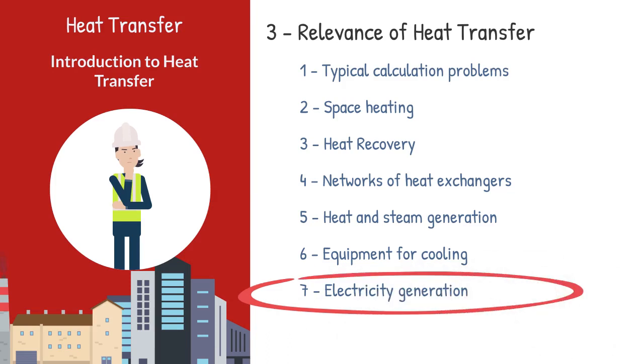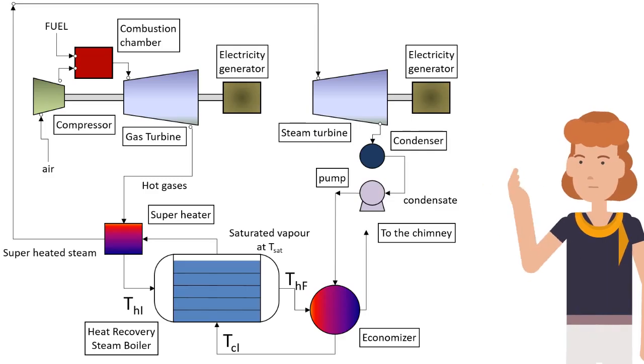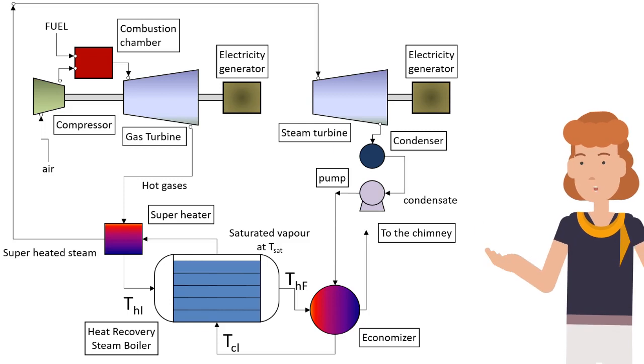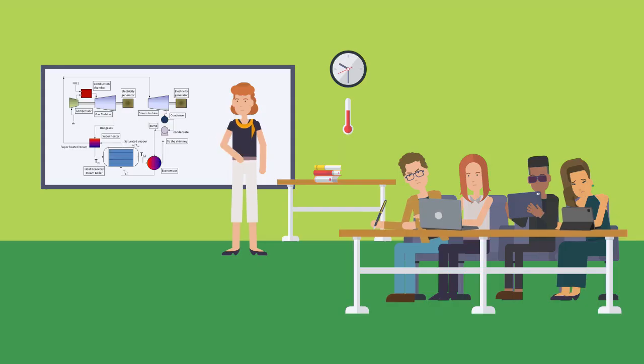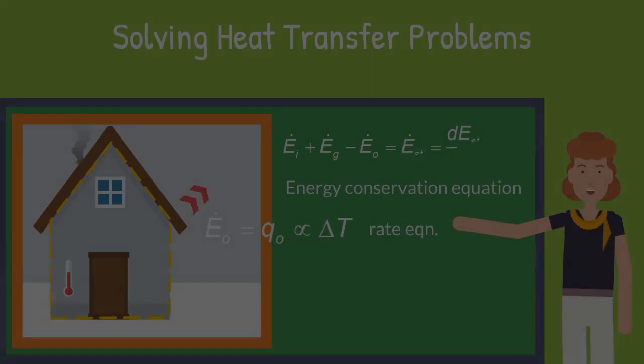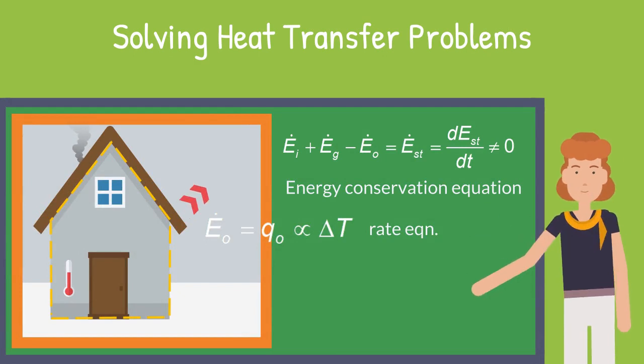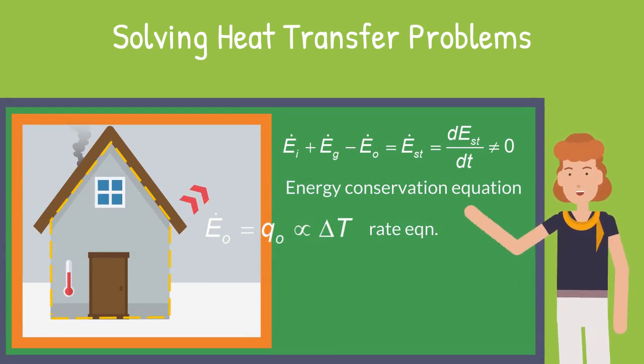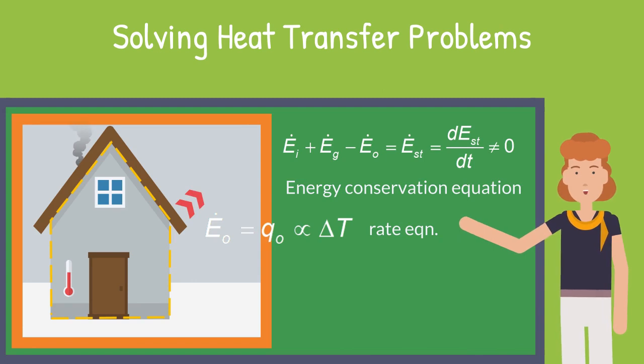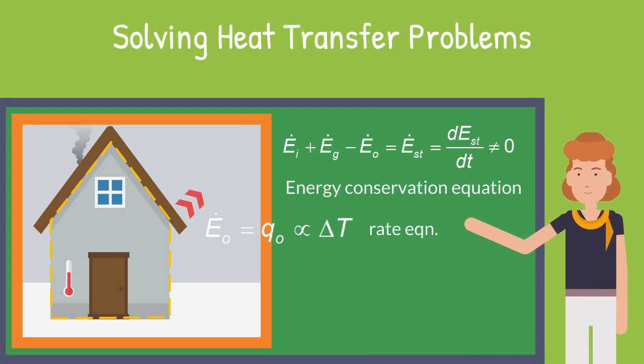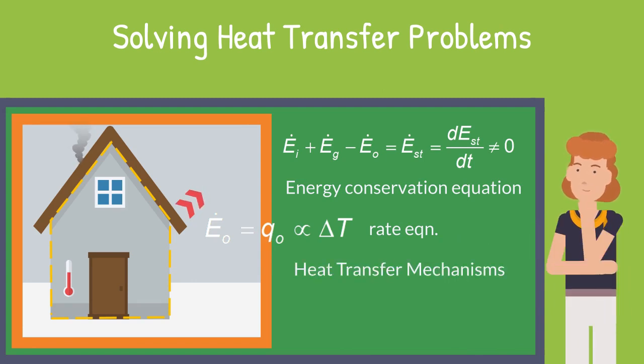Electricity generation. The figure shows the schematic of a combined cycle power plant. A set of heat exchangers allows generating electricity with high efficiency. In all of these applications, remember that to solve heat transfer problems you must apply the energy conservation equation and the rate equations. Don't miss the video about heat transfer mechanisms.